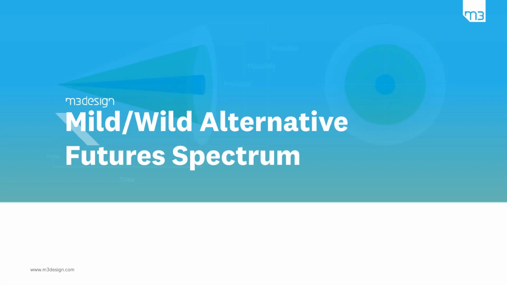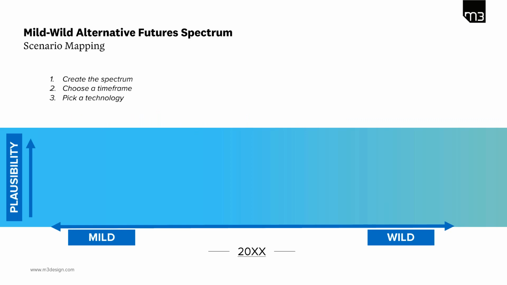All right, and the next tool that we're going to look at today is our mild to wild alternative future spectrum. And this is a tool that we created to really just kind of simplify and make the process of creating scenarios and explore those a little bit simpler. So what you have here on the bottom is a scale from mild to wild. So on this end, the mild end, you might have more conservative, more near-term evolution of an emerging technology. And on the wild side, you might see something that's a little bit more far-fetched.